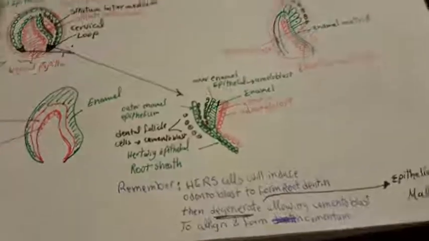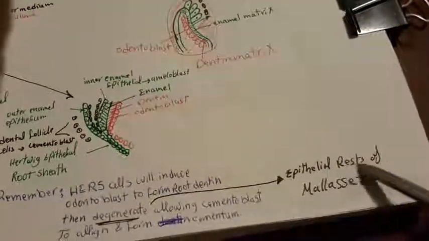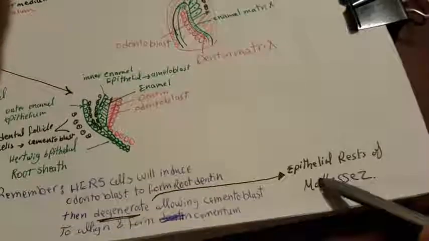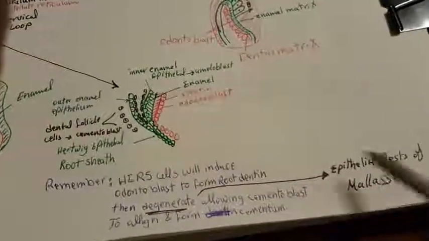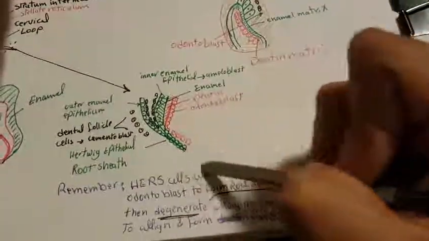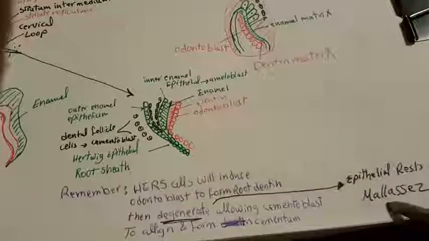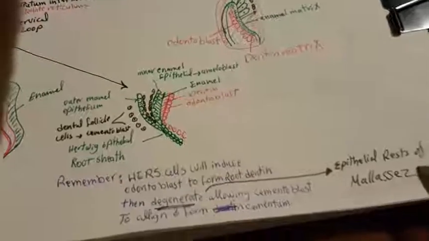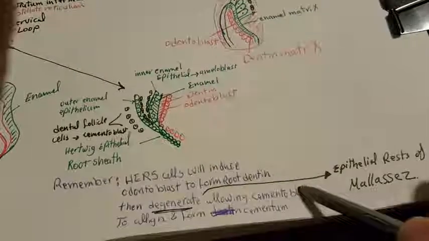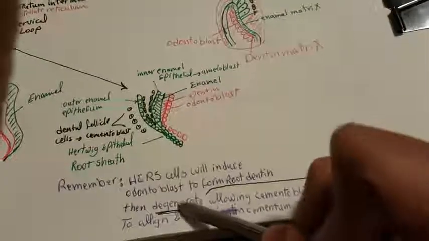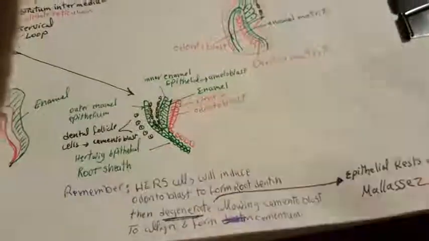There are some leftovers of these cells called the epithelial rests of Malassez, and these cells will help in the formation of the periodontal ligament. So just in case you would like to know it, this is how the periodontal ligament is formed, from the epithelial rests of Malassez, which come from the non-degenerated HERS or the root sheath.